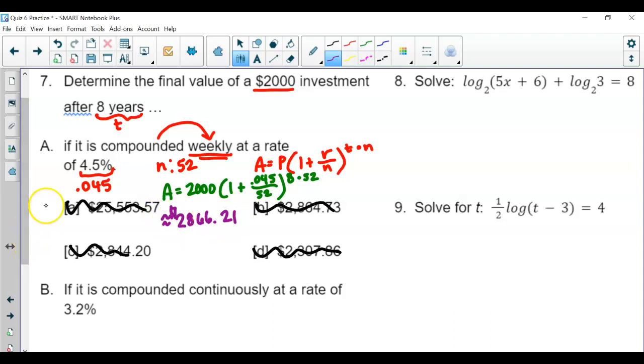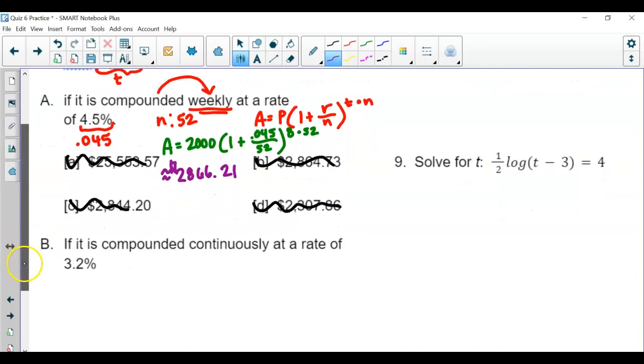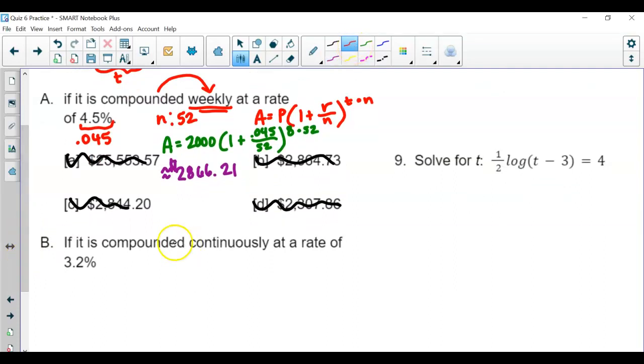Now part B, we're using the same initial and time. But this says compound continuously. So now remember, when we had continuously, there was no value for n because now we use e. So this was our PERT formula, P times e raised to the r times t power. Now the rate did change to 0.032.